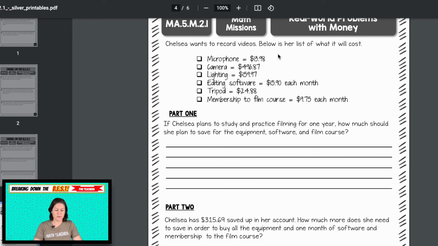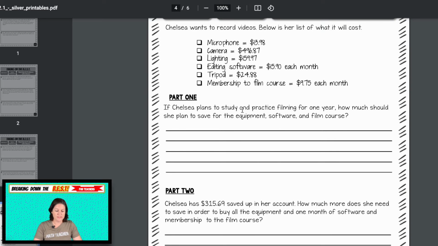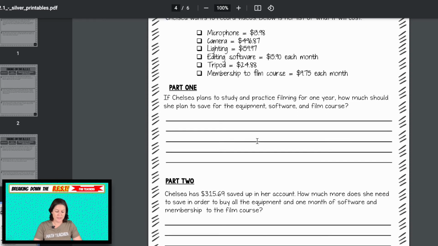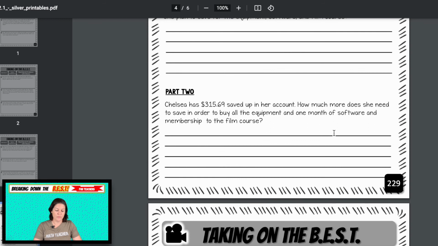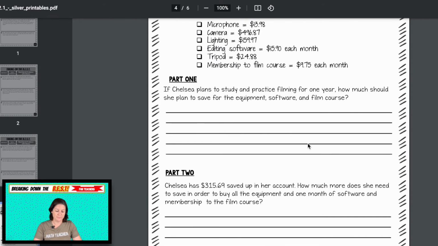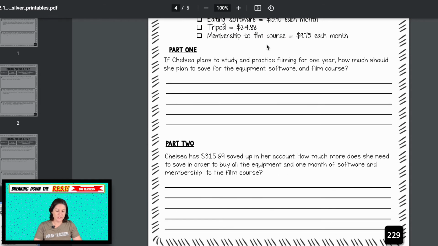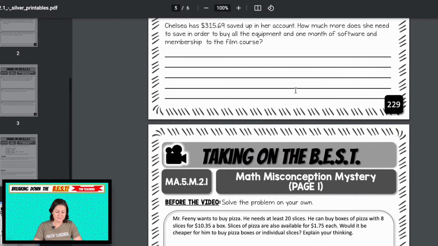Got that Chelsea wants to record videos. Here's a list of what the equipment will cost for her to do it. If she plans to study and practice filming for 1 year, how much should she plan to save for the equipment, software, and film course? So she has to go up there, figure out what each costs, and then write down the amount there. But she only has this much saved up, so how much more does she need to buy all of the equipment and 1 month of the software? So really just taking what we've learned, throwing it into a math mission.